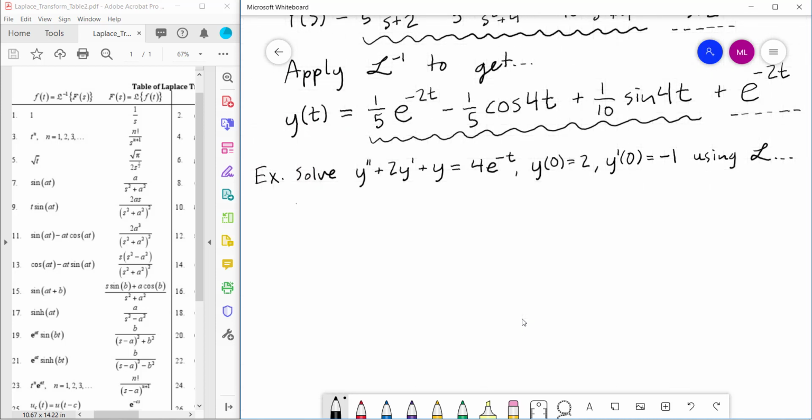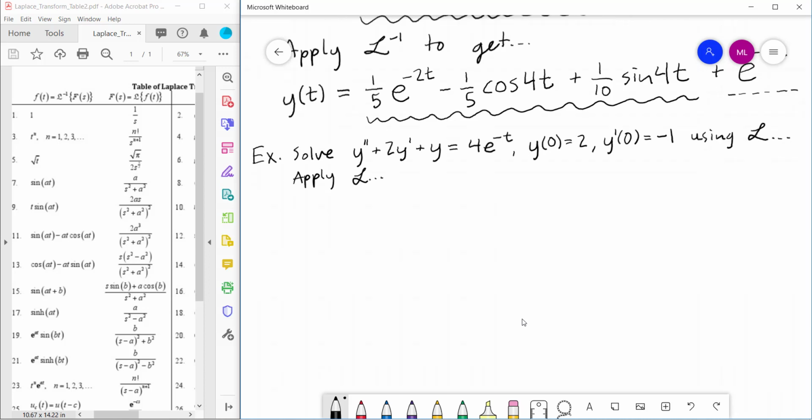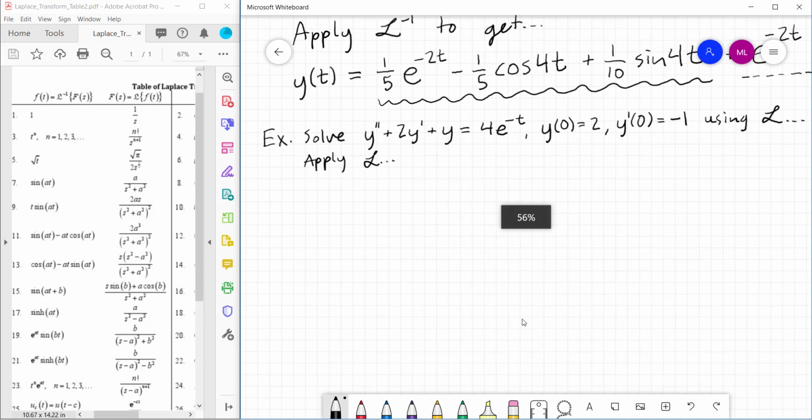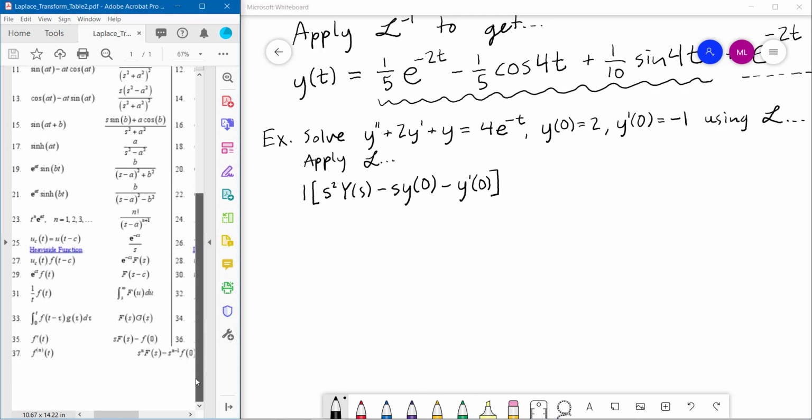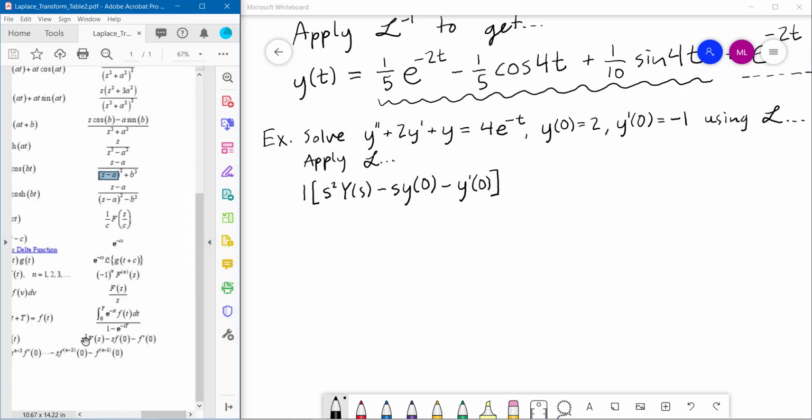Apply that Laplace transform. So let's apply the Laplace transform to this whole problem. So that first term, the y double prime, will transform to s squared Y of s minus s y of 0 minus y prime of 0. So there's what that term will transform to. How do I know? I've done enough, but it's sitting right down here.